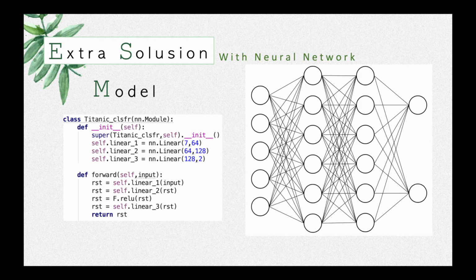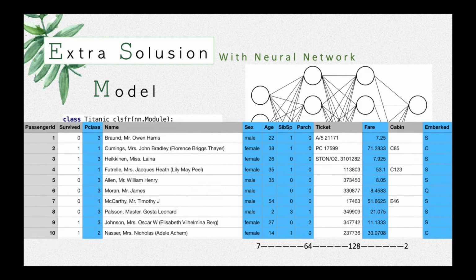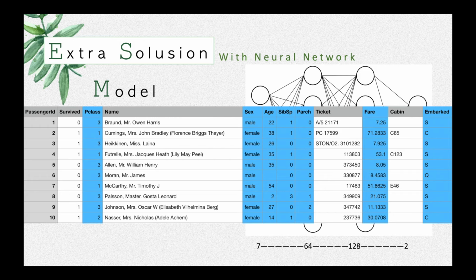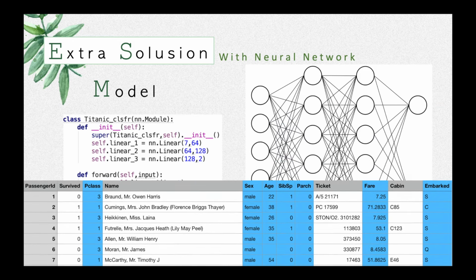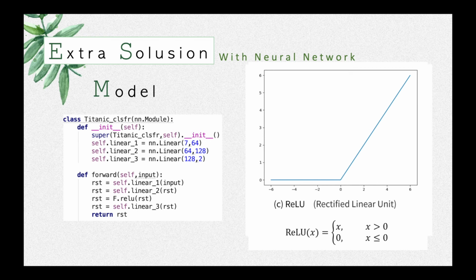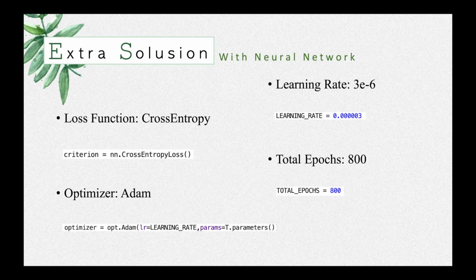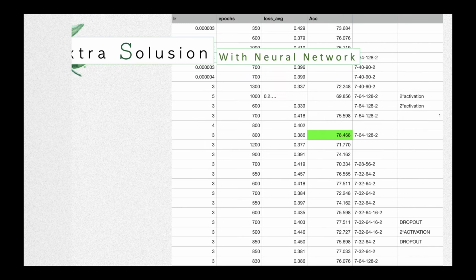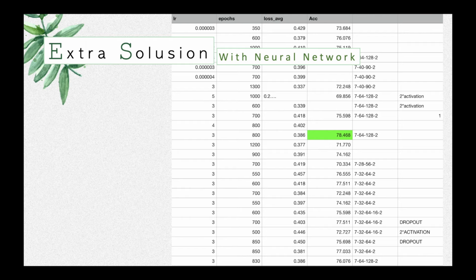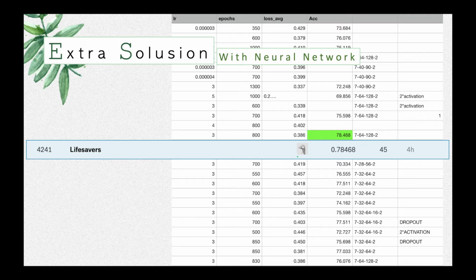This table shows which attributes we were choosing for training. The columns in blue are attributes we selected. We use ReLU as the activation function. The loss function is cross entropy, and Adam as optimizer. This table is about the attempts we made. The block in green is the best score we got, which is in the 4,241 place out of more than 10,000 teams.